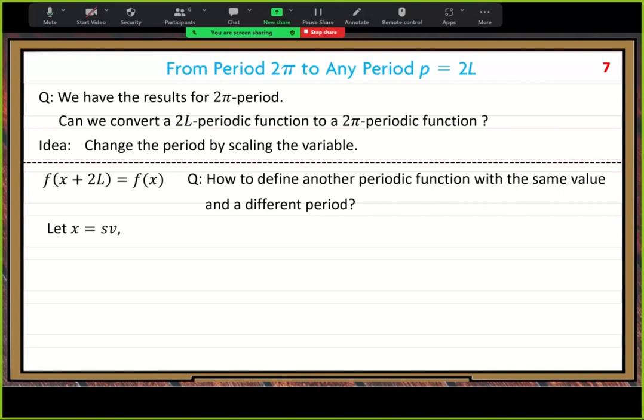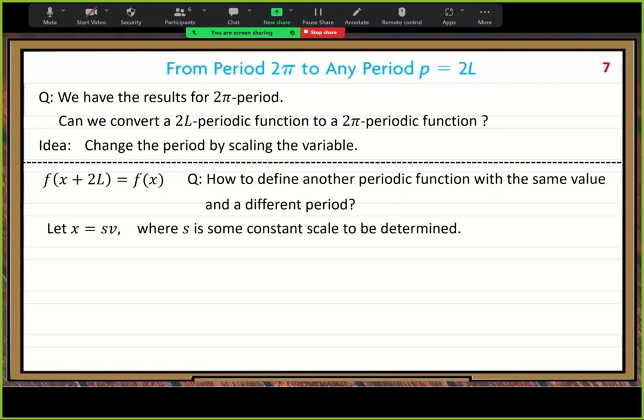Because we need to determine the appropriate scale. We scale it. Okay? V is the variable. X equals a constant s, where s is some constant scale to be determined. V is the variable.